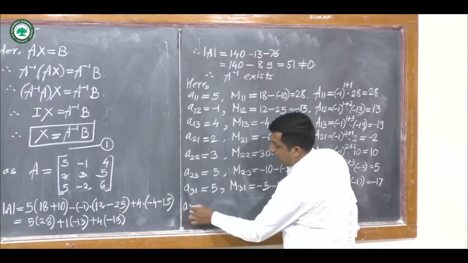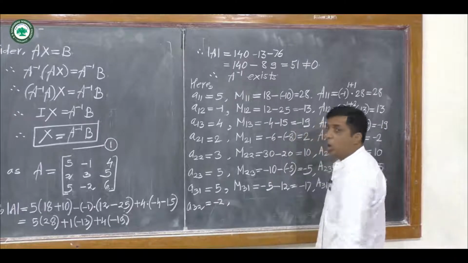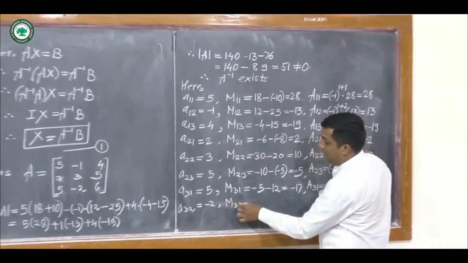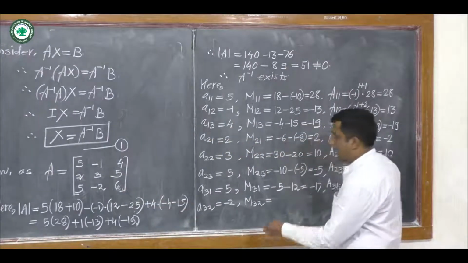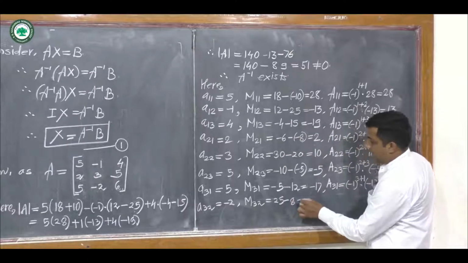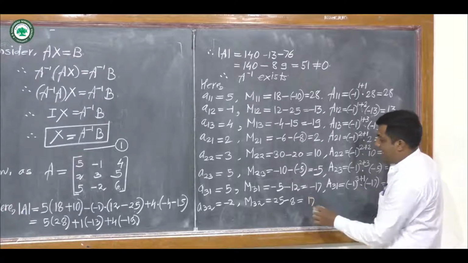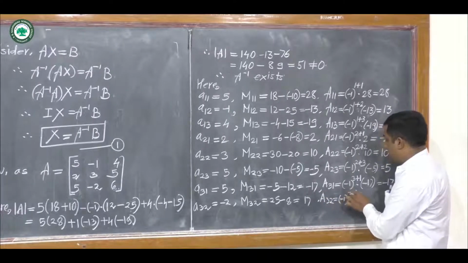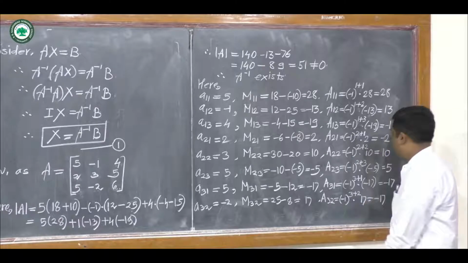Next, A32 is minus 2. We know this minus 2 is in the third row and second column, so we delete the third row and second column to find the minor M32. Then 5 into 5 is 25 minus 2 into 4 is 8, and 25 minus 8 is 17. Now its cofactor A32 is minus 1 raised to 3 plus 2 into its minor 17, which is equal to minus 17.